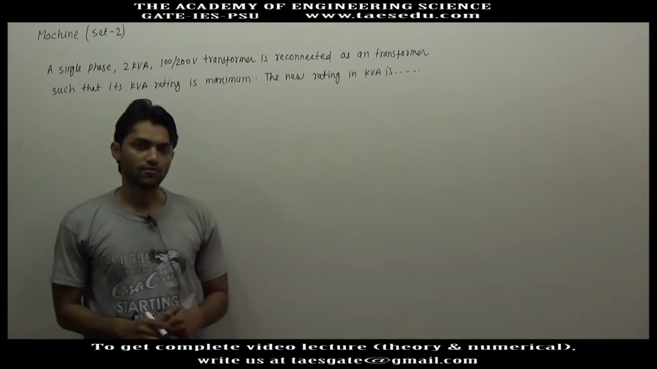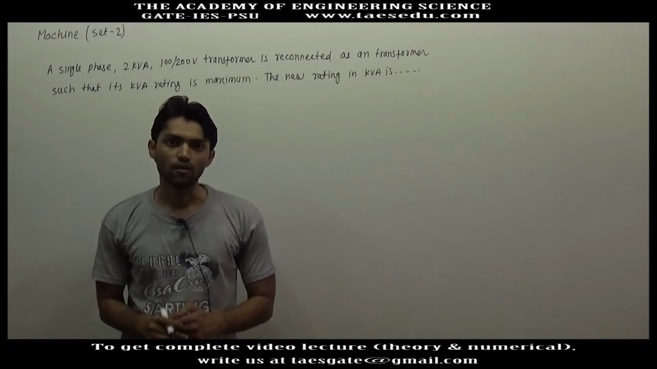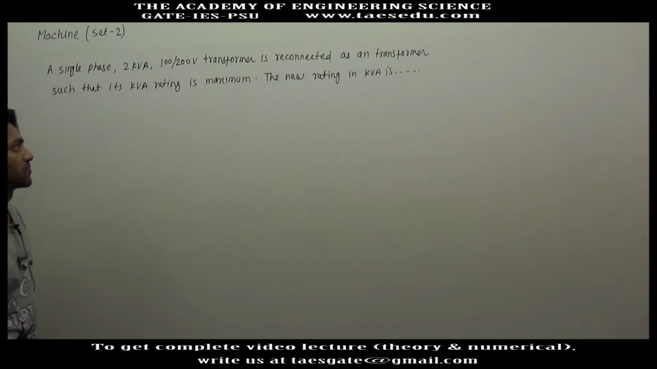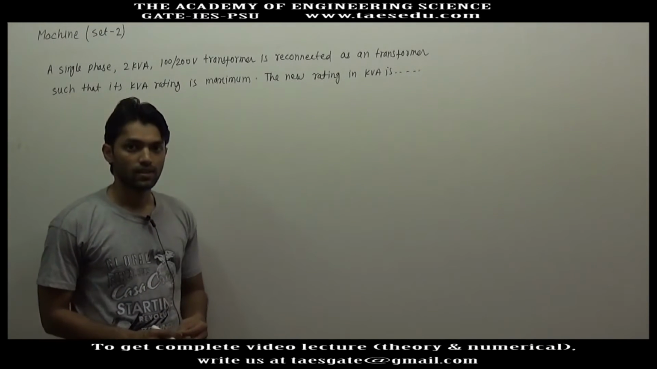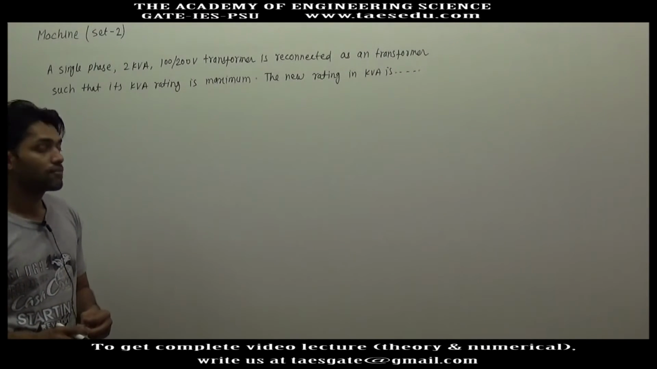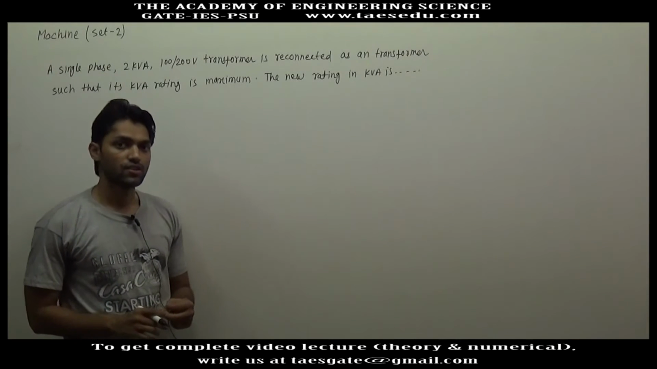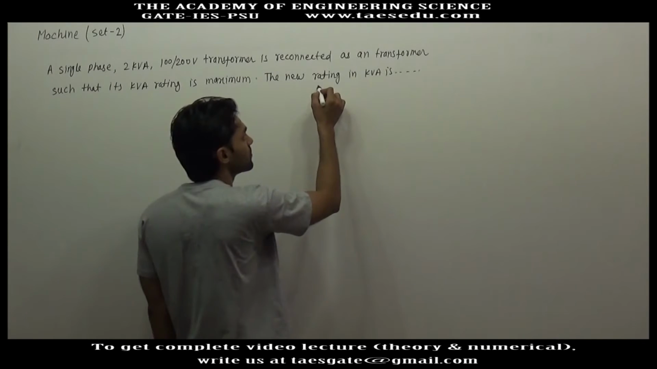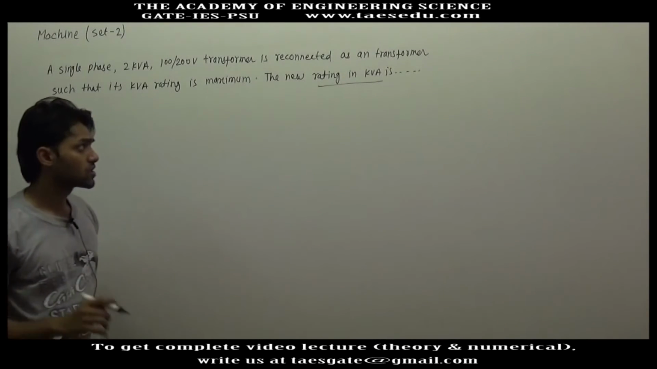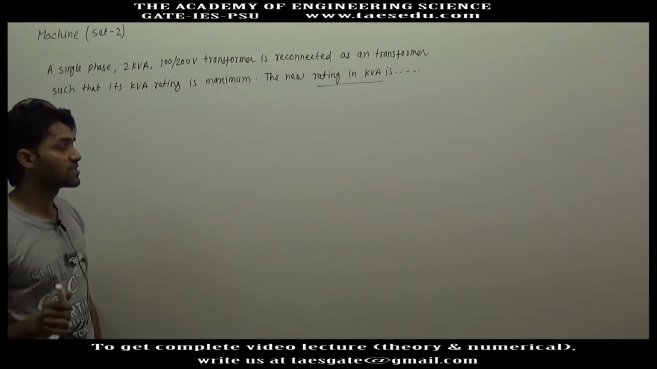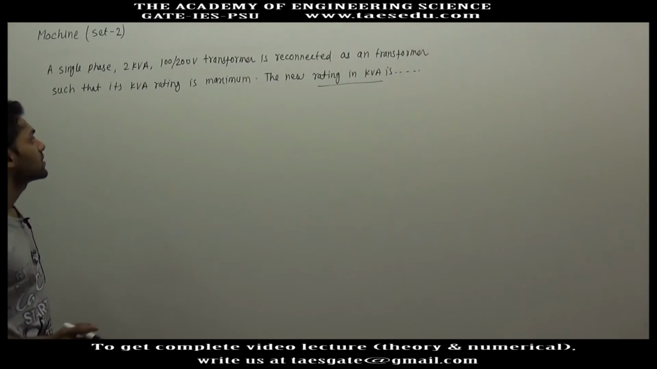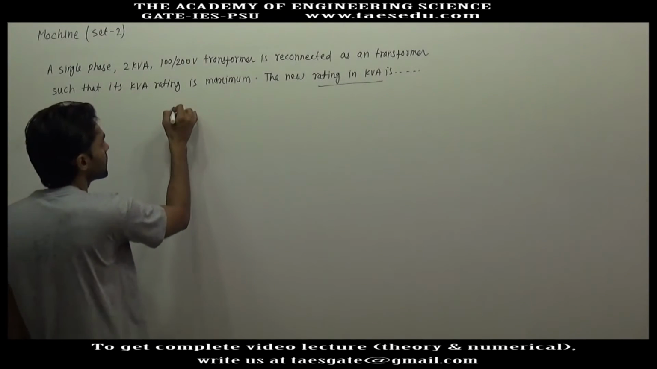A 100 by 200 volt two winding transformer is reconnected as an auto transformer such that its kVA rating is maximum. The connection has to be done in such a way that the kVA rating of the auto transformer should be maximum. So we have to find out that maximum kVA rating. A similar type of question was asked in set 1 also, and we have already solved that. So I will be quick here.